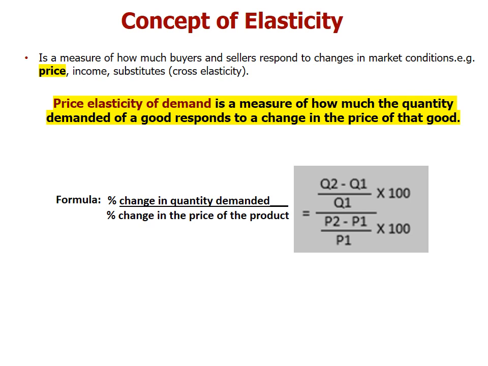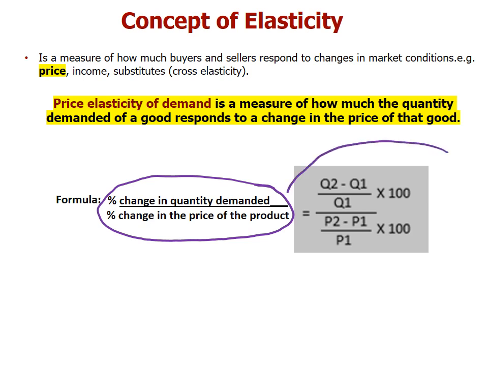This is the formula here. It's a very fantastic formula. It's just calculated by the percentage change in quantity demanded divided by the percentage change in the price of that product. So by how much does your quantity increase or decrease? Percentage change in quantity demanded divided by the percentage change in the price.